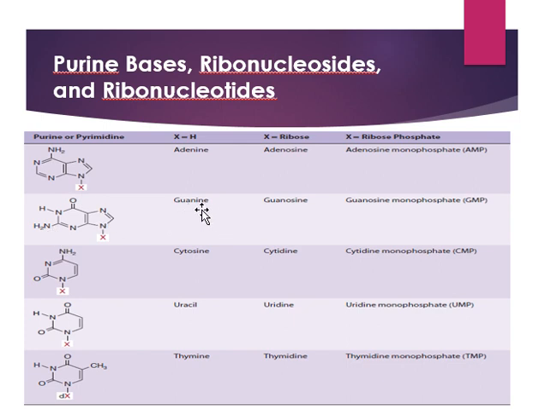This is guanine, addition of ribose sugar gives guanosine, and addition of a phosphate group gives guanosine monophosphate. This is cytosine, addition of ribose sugar gives cytidine, and addition of a phosphate group gives cytidine monophosphate. Then uracil, addition of ribose sugar gives uridine, and uridine monophosphate. Then thiamine, thymidine, and thymidine monophosphate.